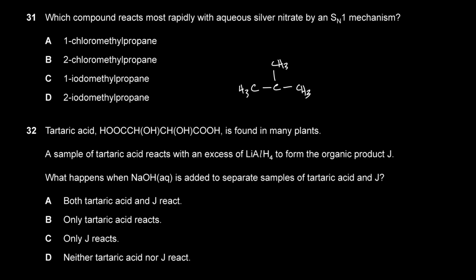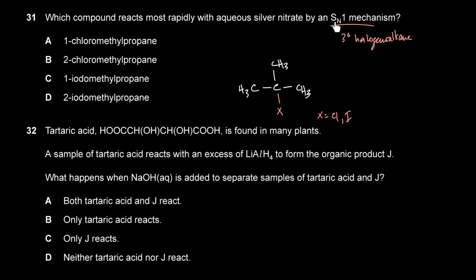And then we have a halogen bonded. Now, if you're talking about 2-chloromethylpropane or 2-iodomethylpropane, these are tertiary halogenoalkanes. And tertiary halogenoalkanes react via an Sn1 mechanism. The Sn1 mechanism is favored by tertiary halogenoalkanes, in which we form a carbocation intermediate, so we get a tertiary carbocation intermediate.